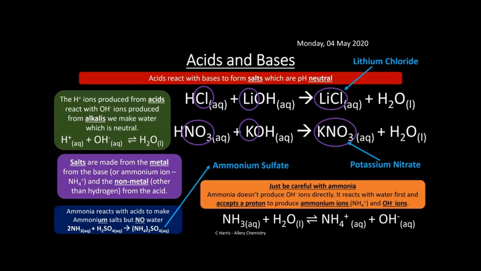An example would be ammonia reacting with acids to make ammonium salts, but no water. Unlike these ones here where they produce water, when we react ammonia with an acid, we don't produce water, we just produce a salt, which is neutral as well, so that's fine. So this is ammonia reacting with sulfuric acid, producing ammonium sulfate, which is the name of the salt there.